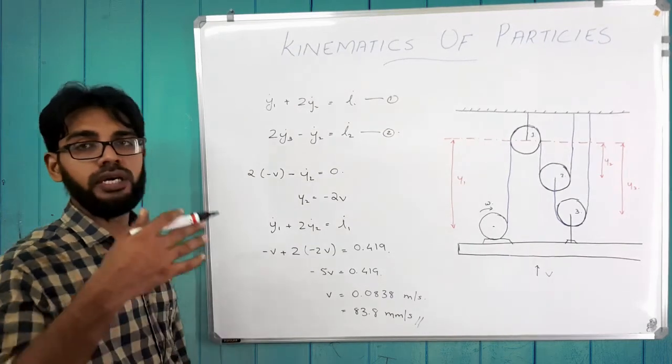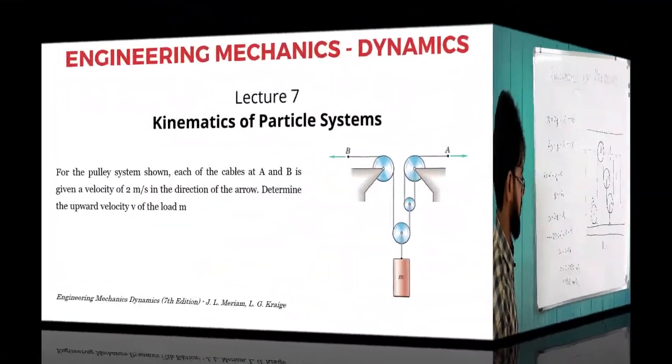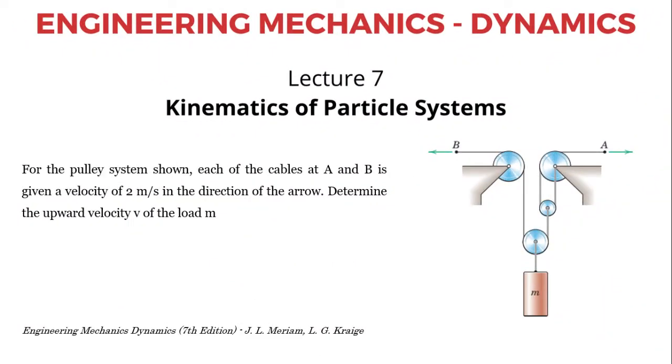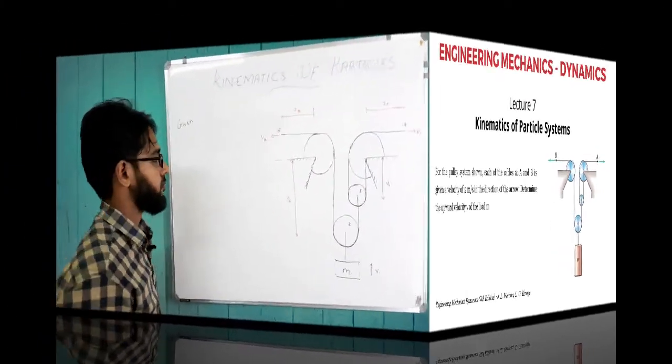Now going on to the next question. For the pulley system shown, each of the cables at A and B is given a velocity of 2 meters per second in the direction of the arrow. Determine the upward velocity v of the load m.